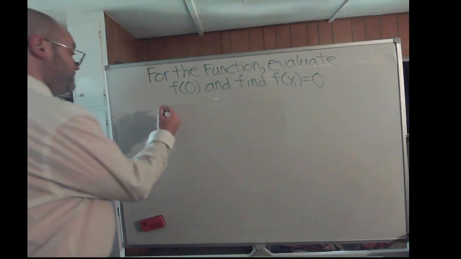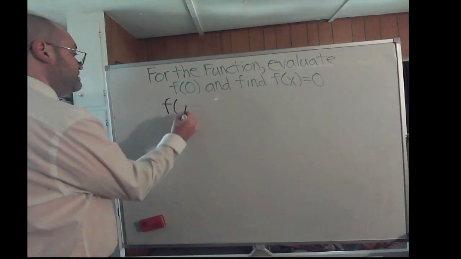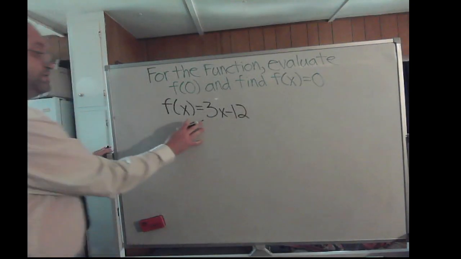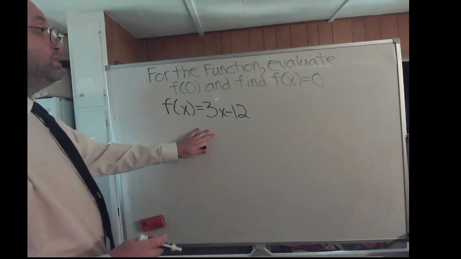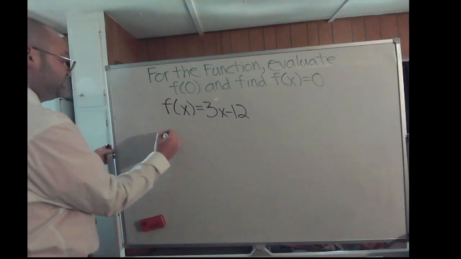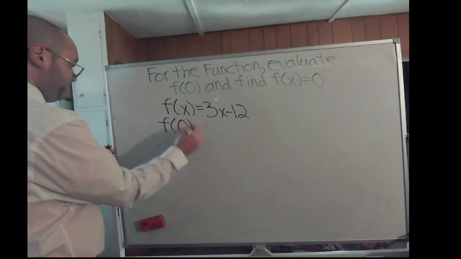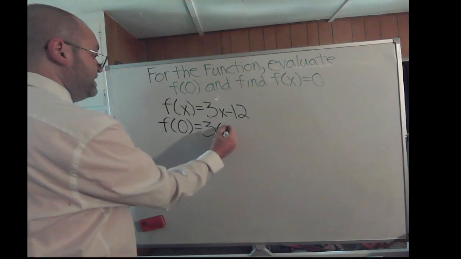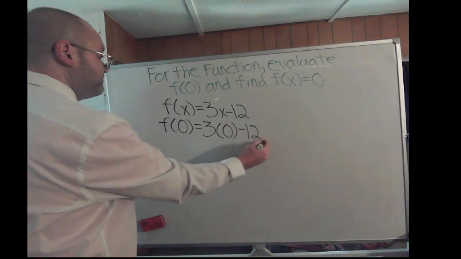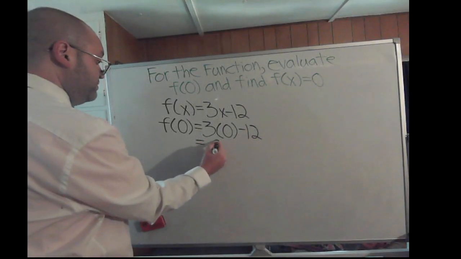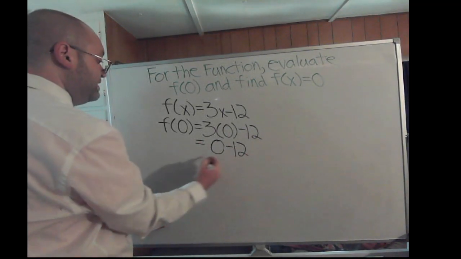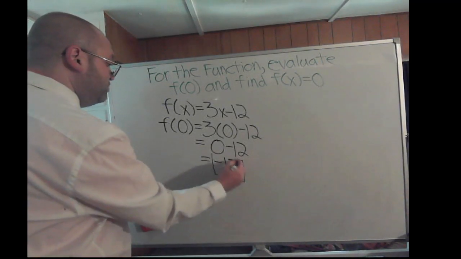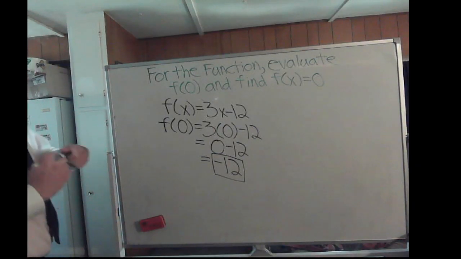So let's start here with our first function. F of x equals 3x minus 12. So this is the function, f of x equals 3x minus 12. First they want you to find f of 0, so let's go ahead and do just that. F of 0, that just means you're going to put 0 in for the x, so you'll have 3 times 0 minus 12, which we know 3 times 0 is 0, so you have 0 minus 12. That just simply equals negative 12. So f of 0 equals negative 12. So that was pretty easy.